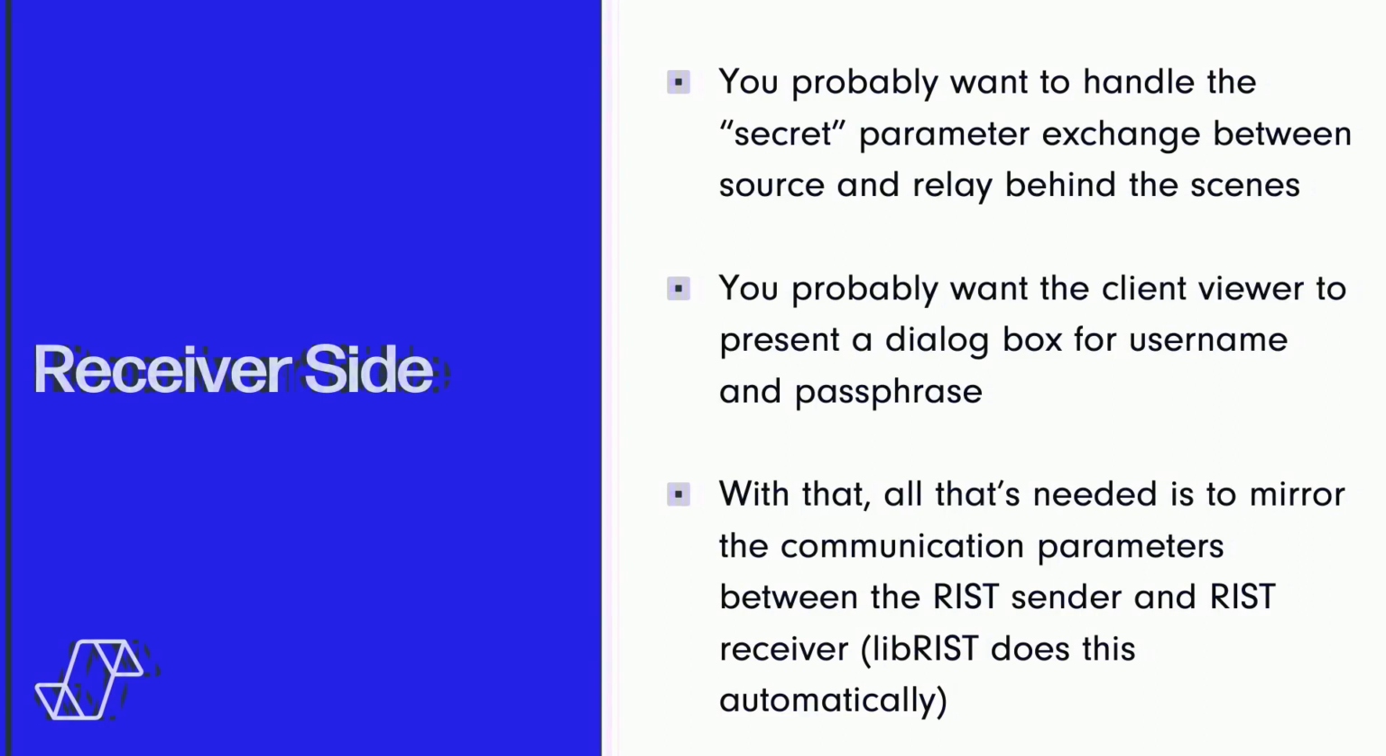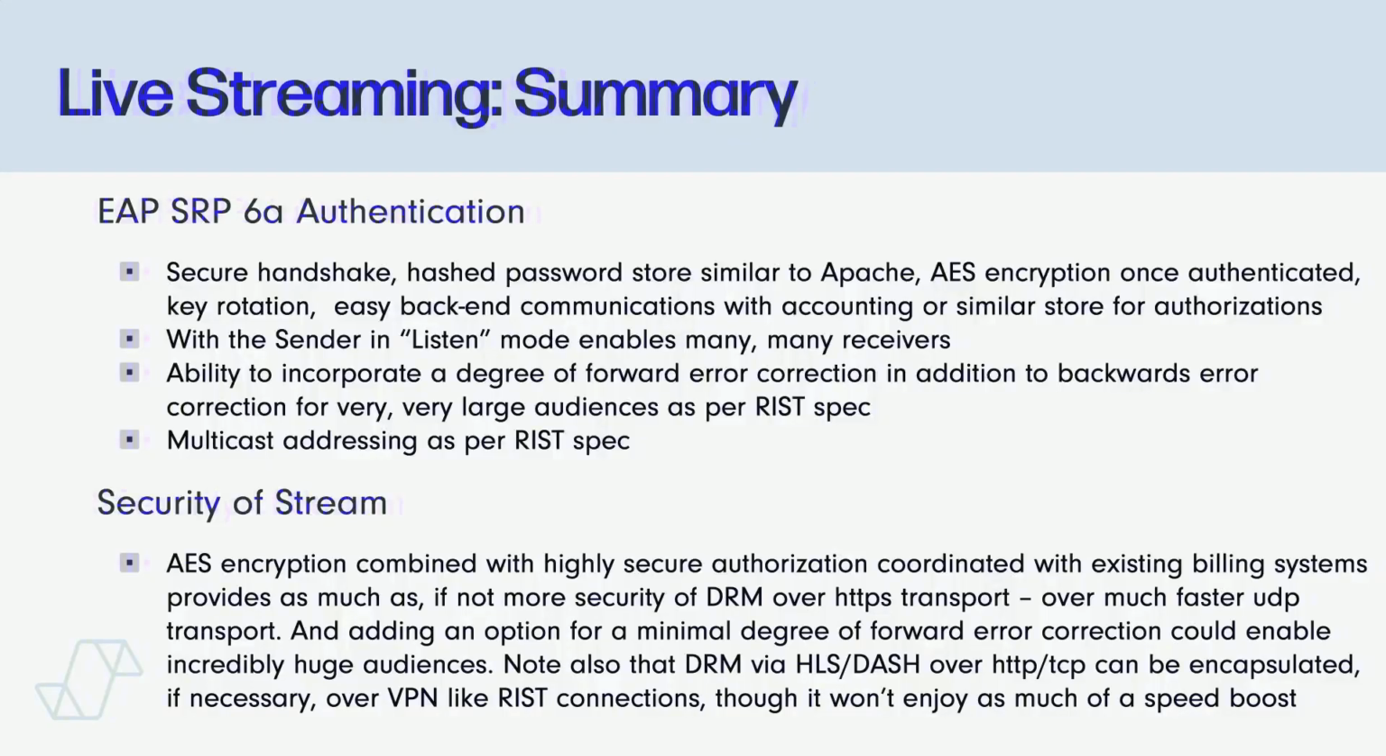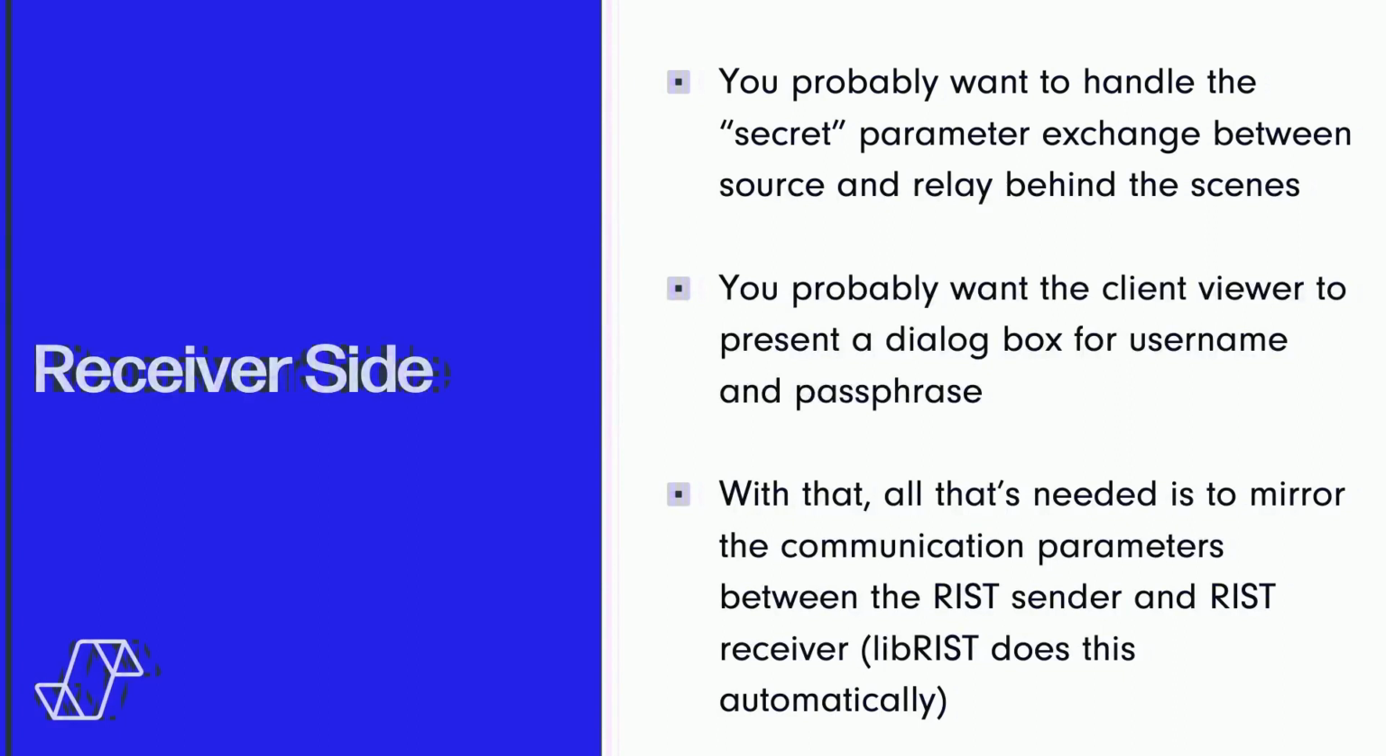The last thing that needs to happen when you use RIST, which is important, is that the sender and receiver parameters have to match: your buffer size, your packet reordering buffer, etc. And if you use libRIST, those parameters are passed automatically between sender and receiver, so you don't have that burden if you have at least the open source libRIST implementation.